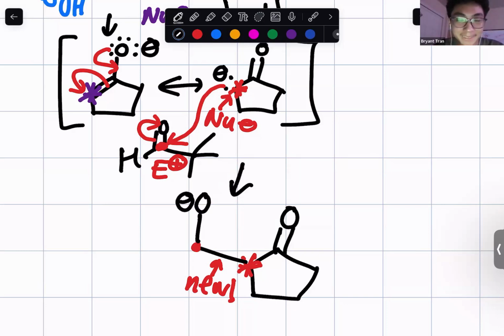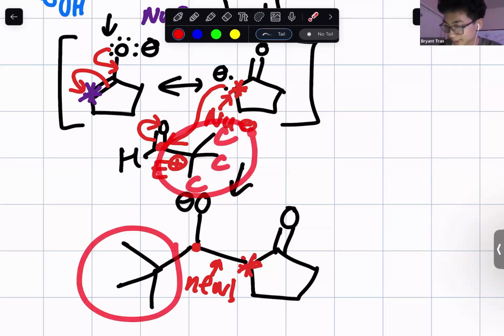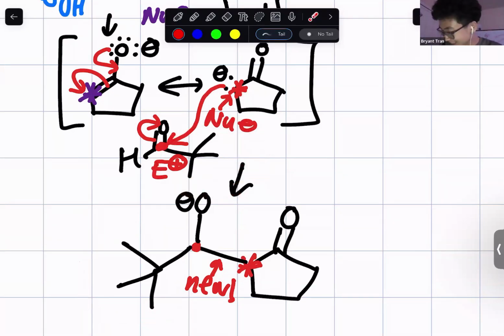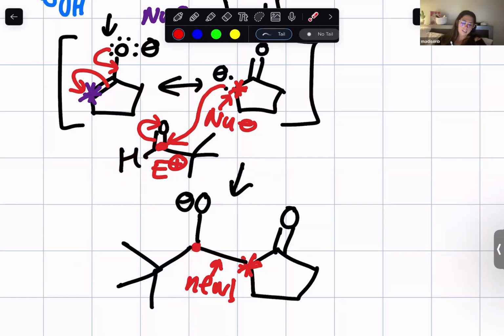And then it has the 3 substituents, 3 other hydrogens. Wait, this is not hydrogen. These are carbons. Yeah, these are carbons. So this whole thing right here is a tert-butyl group. These are CH3s. And this is a hydrogen, but we don't have to draw that out. We can leave it as invisible. Okay, I see. You can draw it out. It won't be wrong, but it will make things more crowded.